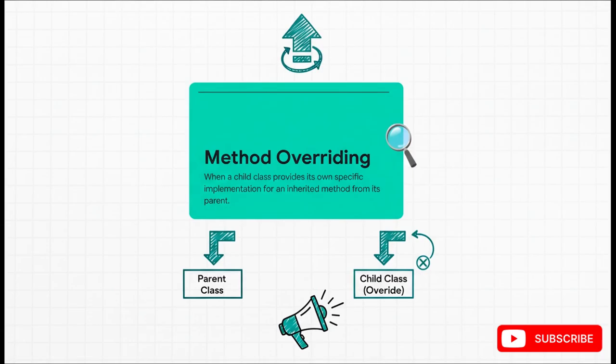Method overriding is pretty much exactly what it sounds like. The child class looks at a method it got from its parent and basically says, you know what, thanks, but I got this. I'm going to do it my way. It keeps the exact same method name, but it swaps out the guts for its own unique code.